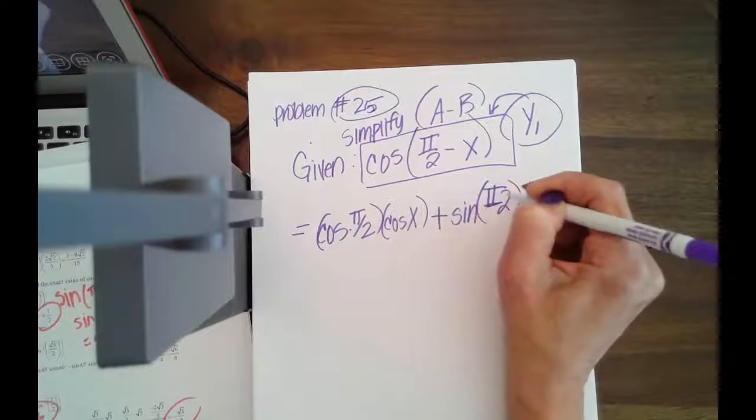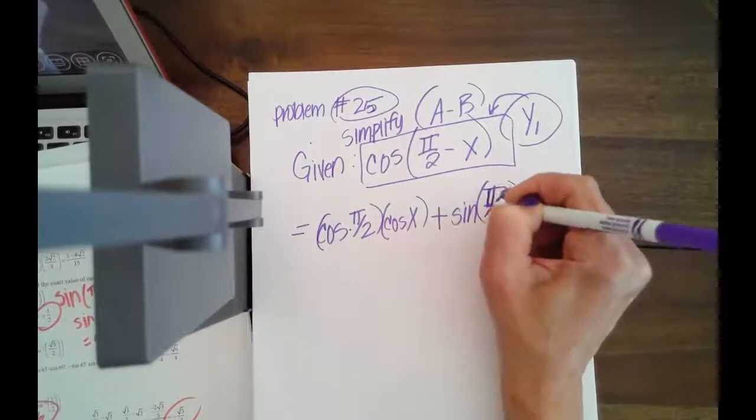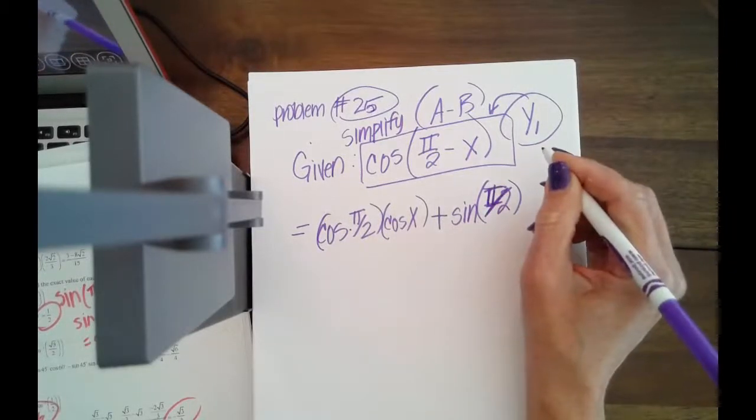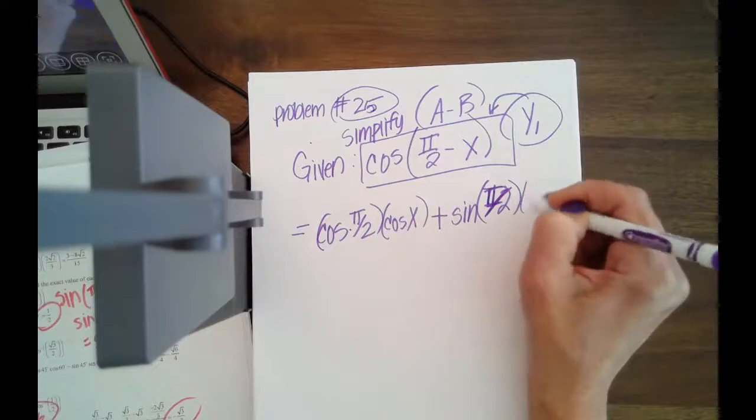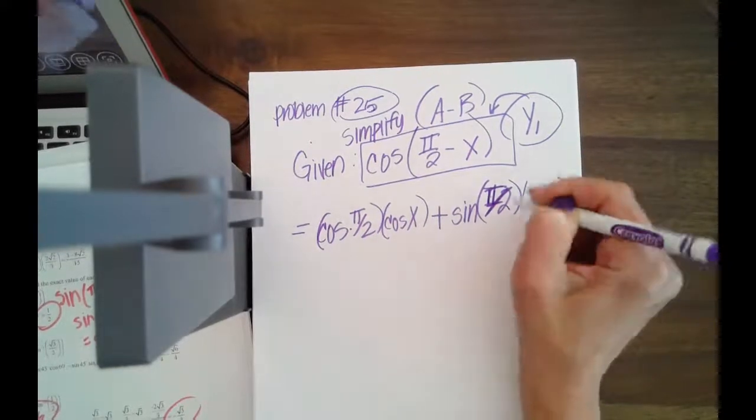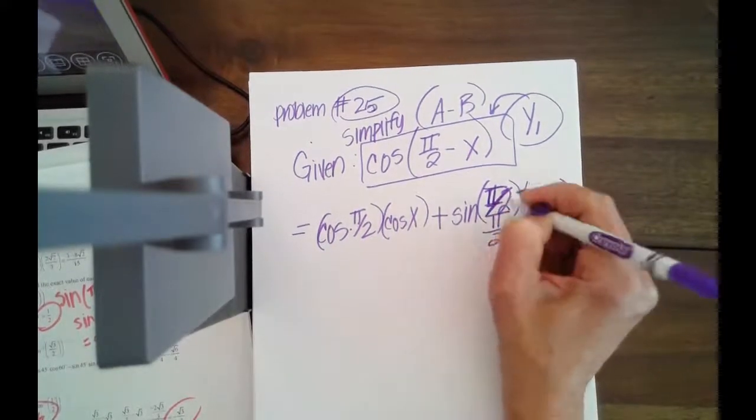That was a weird fraction. I don't know what I did there. That's pi over 2. That's bizarre. Okay, and then times sine of x. Alright, that is bugging me. That's supposed to be pi over 2 there, y'all.